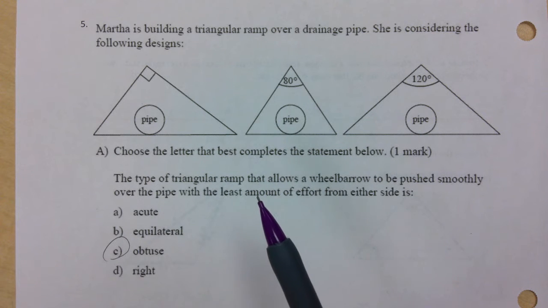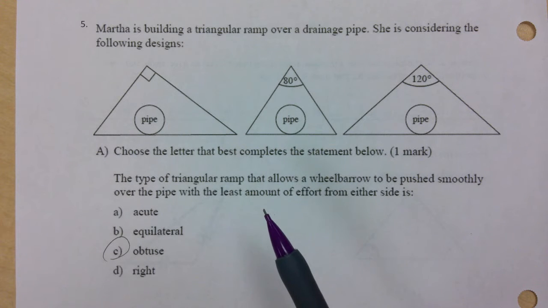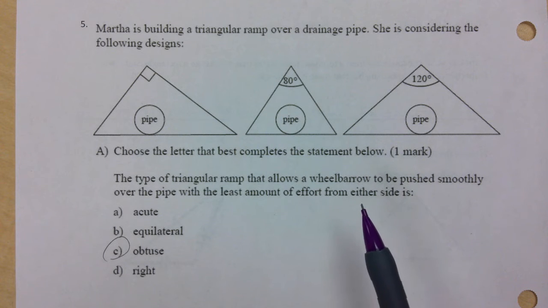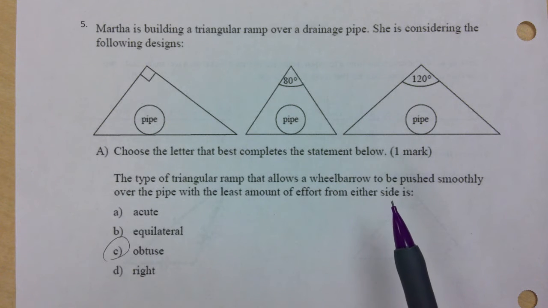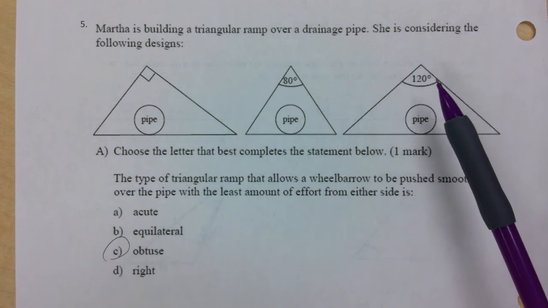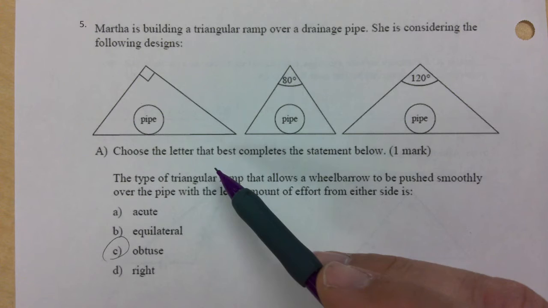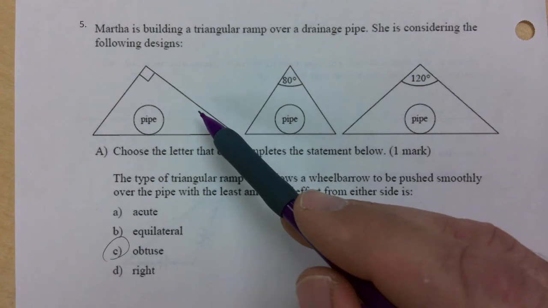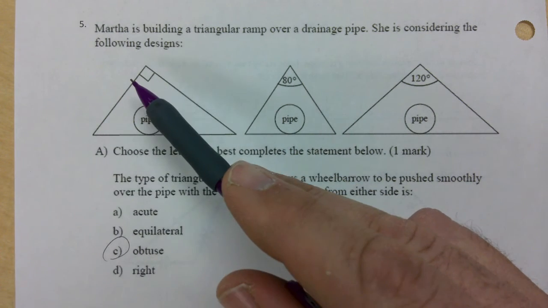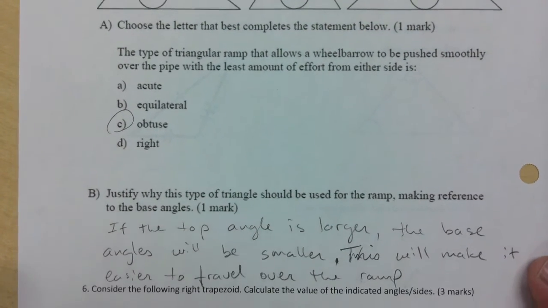The type of triangular ramp that allows a wheelbarrow to be pushed smoothly over the pipe with the least amount of effort from either side, so from both sides, would be the obtuse here. This would be the one that gives you the least effort going over it, from both sides. Because this one here, it'd be easy to come up this end, but it'd be hard to come up this end. So obtuse is the best answer here.